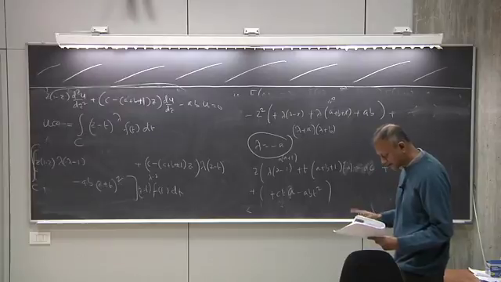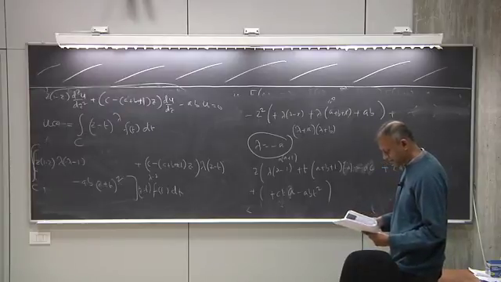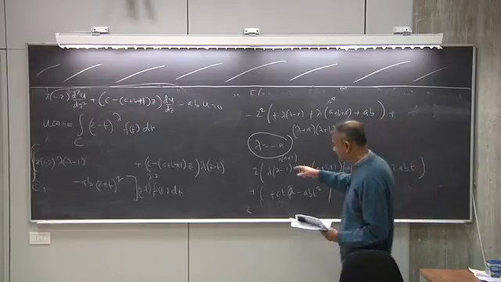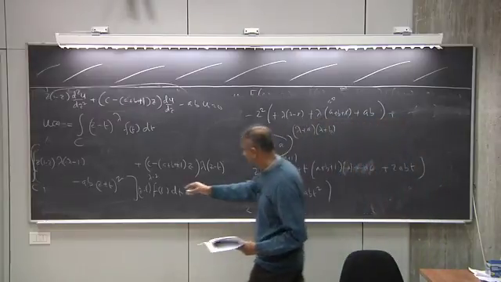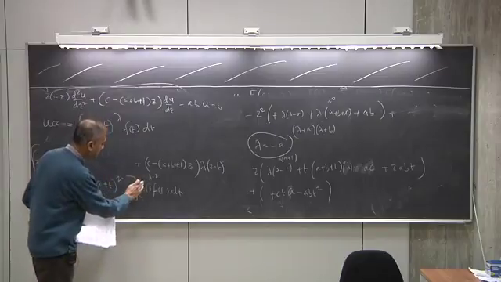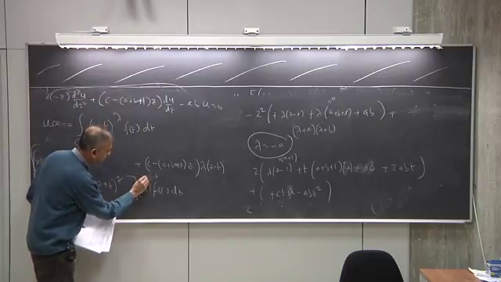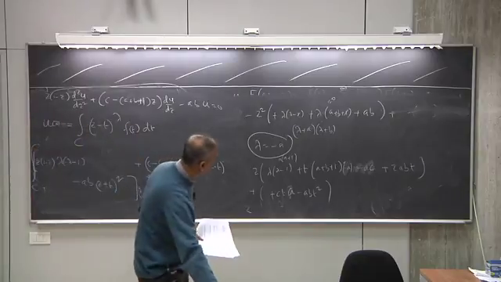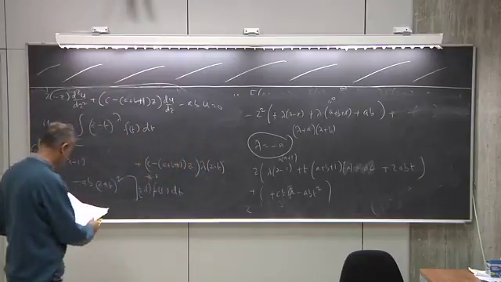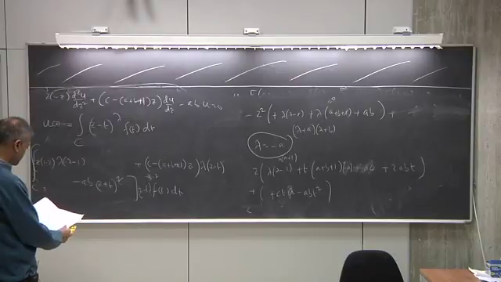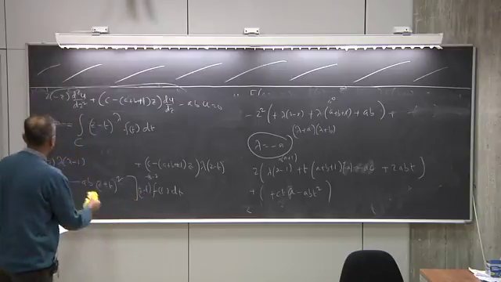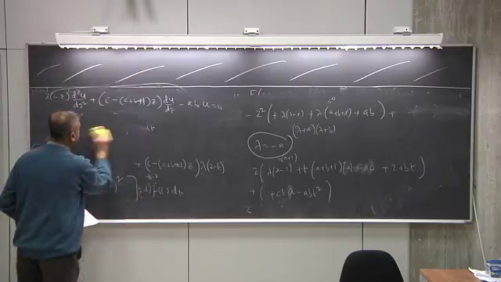Now I will try to write this as a derivative. So let's see. Lambda is minus a here, right? So this is minus a, minus 2. Now what I claim is that this whole thing I can write as a total derivative on z minus t. So I want to write it as a derivative on this. So let's try to do it.